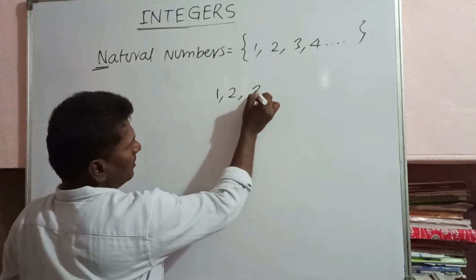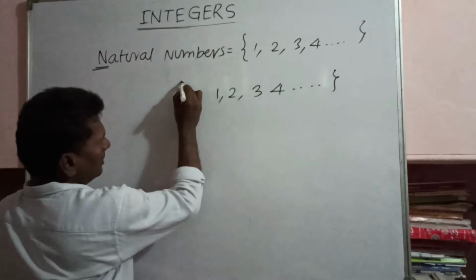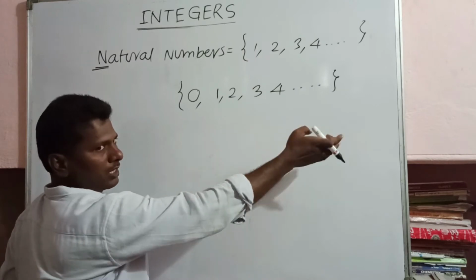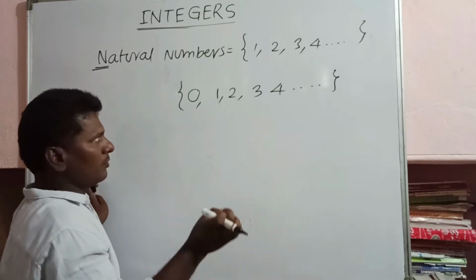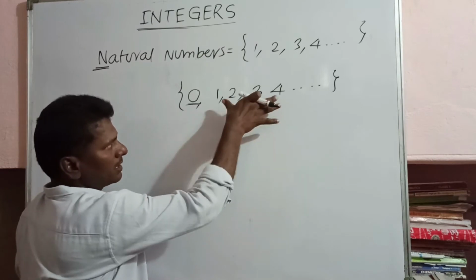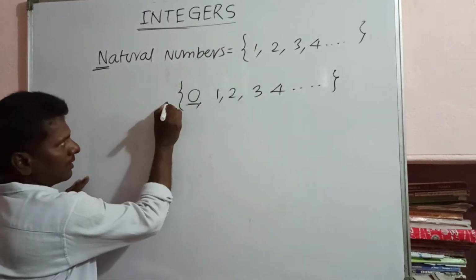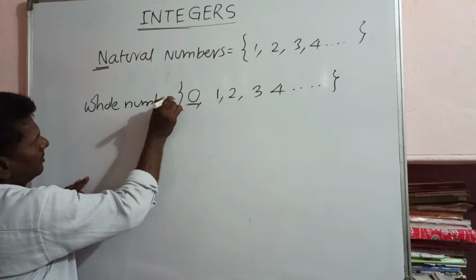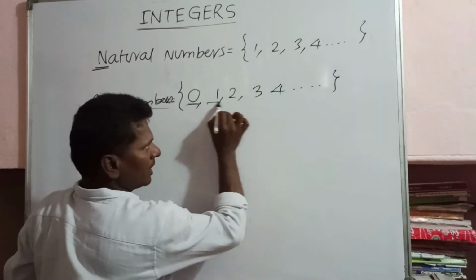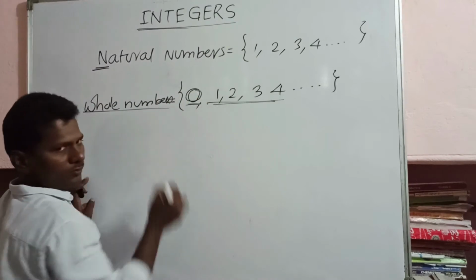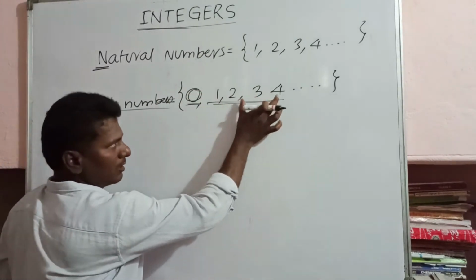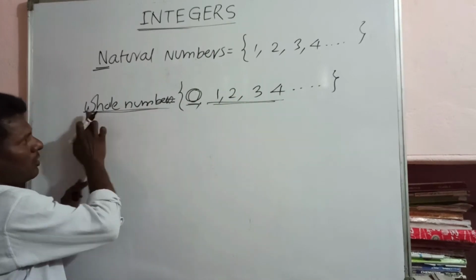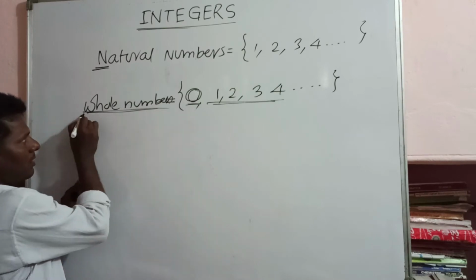Now, we are adding 0 to these natural numbers. 1, 2, 3, 4 and so on are called natural numbers. Now we are adding 0 to these natural numbers. Then this set of numbers becomes whole numbers. In whole numbers we have natural numbers including 0. So 0 is added to natural numbers. This set becomes whole numbers. The set of whole numbers is denoted by the letter W.